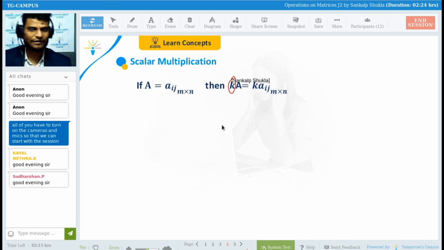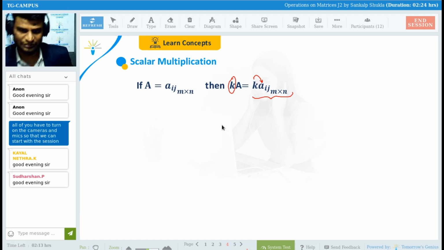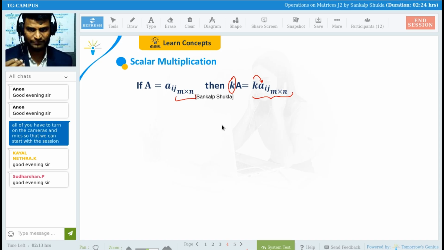See, K is the scalar over here. So we are going to multiply this K with each and every element of the matrix. Earlier we had a matrix Aij with order m cross n. There is nothing related to the order, because whatever order the matrix has, scalar multiplication does not care about order, but the order will remain the same. If a 2 cross 2 matrix is there, then the product matrix will also be 2 cross 2 in case of scalars. Is there any confusion? Is there any problem? No.